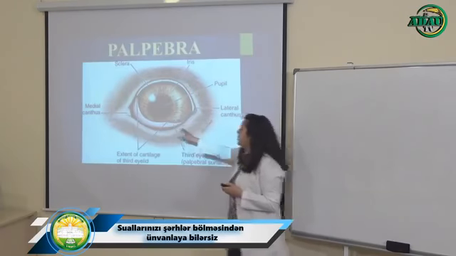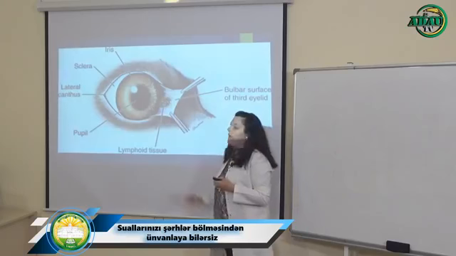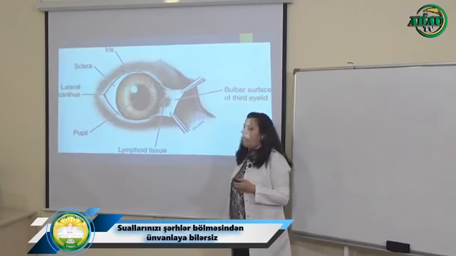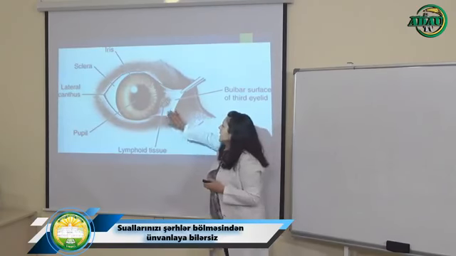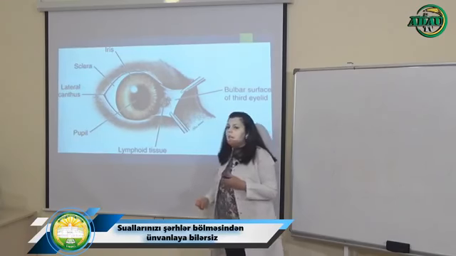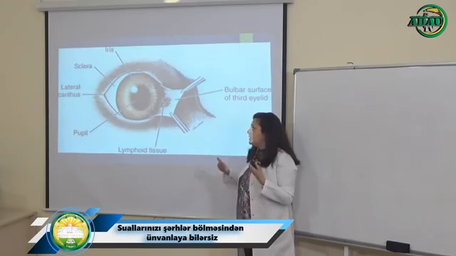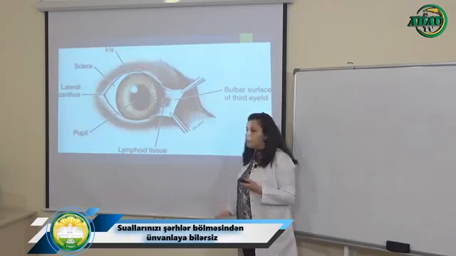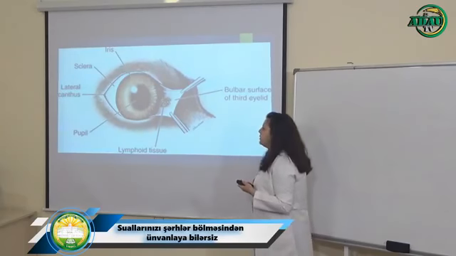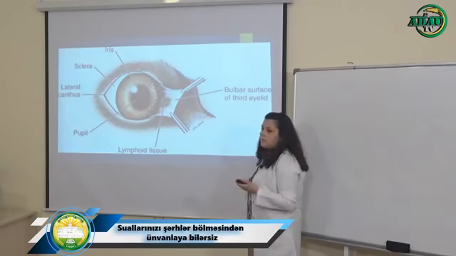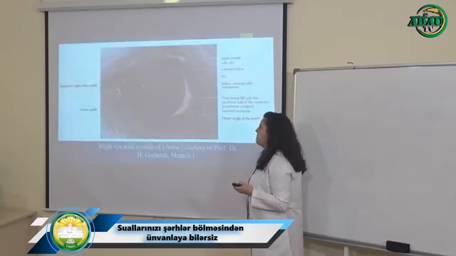What about the third eyelid? Here you can see the third eyelid. The base of the third eyelid is T-shaped cartilage, and in the internal part of the third eyelid, there's lymphoid tissue. In the case of inflammation or an infection, this lymphoid tissue can swell, and it can cause further development of the inflammation.